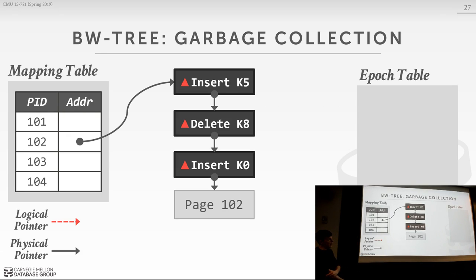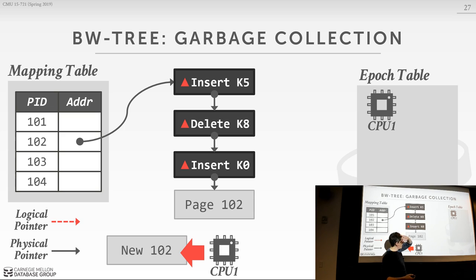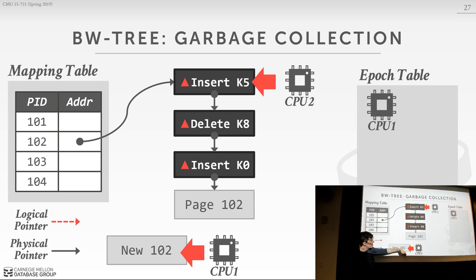All right, so let's look at an example here. This is the same one we had before. We have one thread running on CPU 1. It's going to do the consolidation of this page down here. So again, when it enters the system, it tells the garbage collector, "I'm a thread. I'm going to do some stuff. Here I am." And for this one, we're just going to have one epoch. It's fine. Another thread has come along, and it's scanning this delta chain.